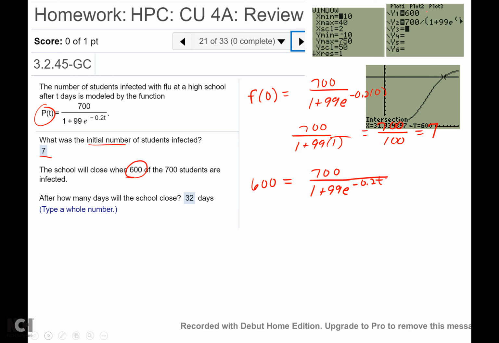And you can see that I typed in 600 for y1 and this in for y2. And I changed my window, negative 10 to 40, negative 10 to 750, okay? And this thing, by the way, here's my 600 line. My 700 line's up here. And remember, see how it snakes through there? Okay, and where it crosses 600 is right there, which says that's going to be when x is 31.93, blah, blah, blah, blah, blah. And they want a whole number. So if I round, that makes 32 days.